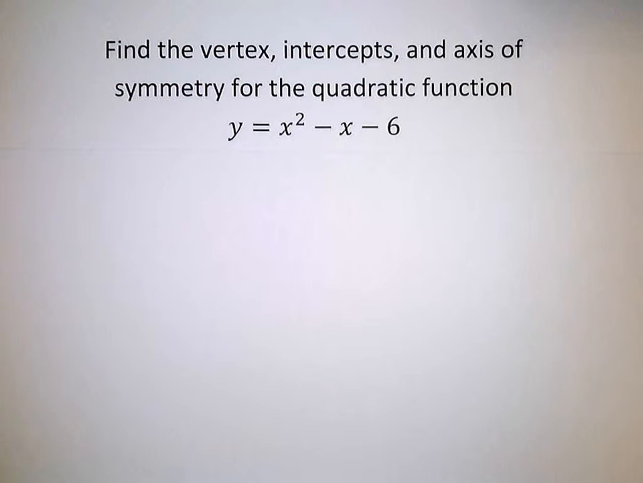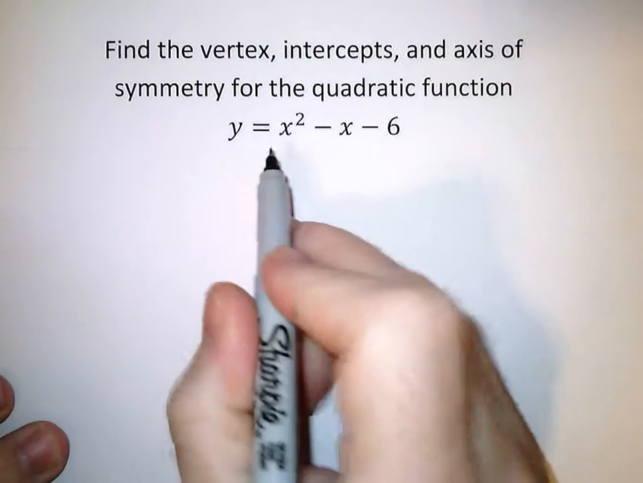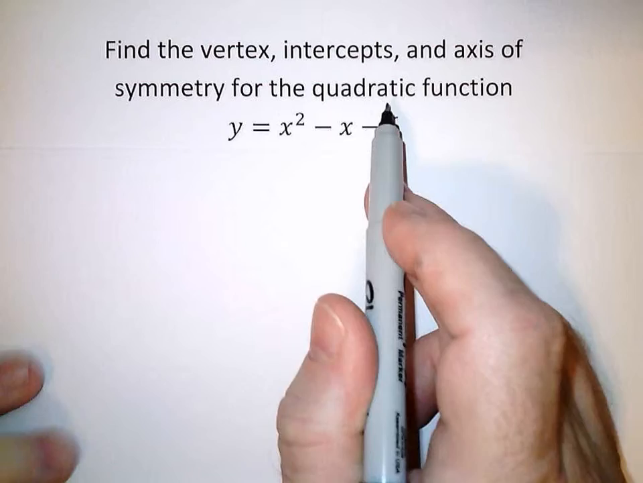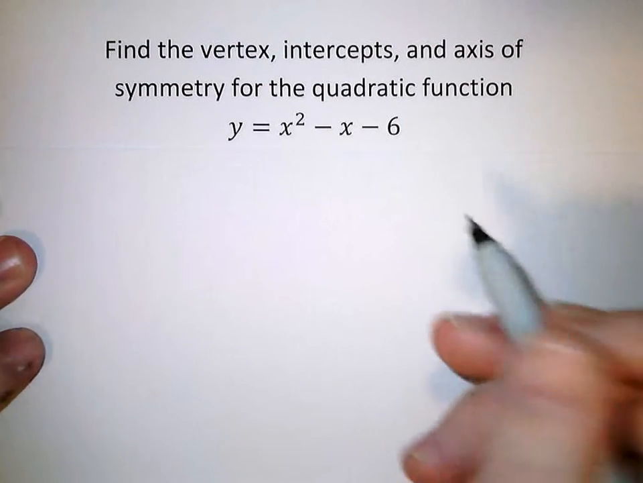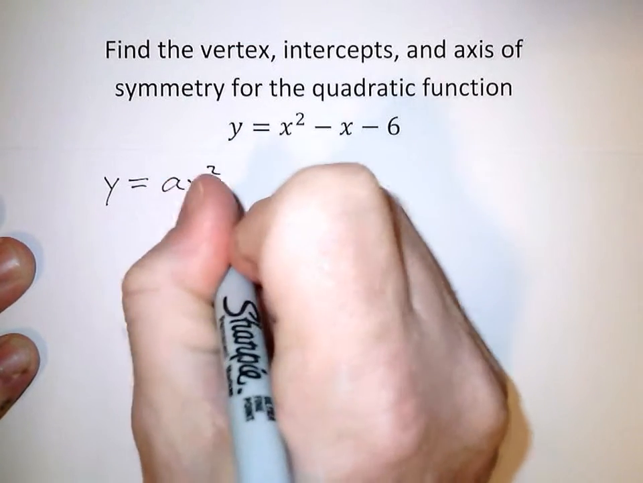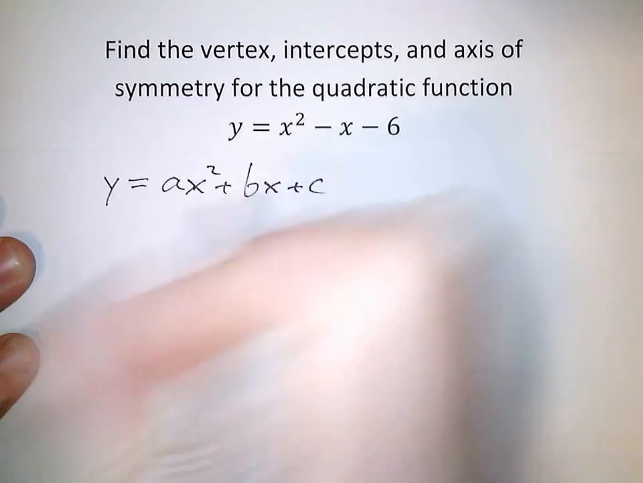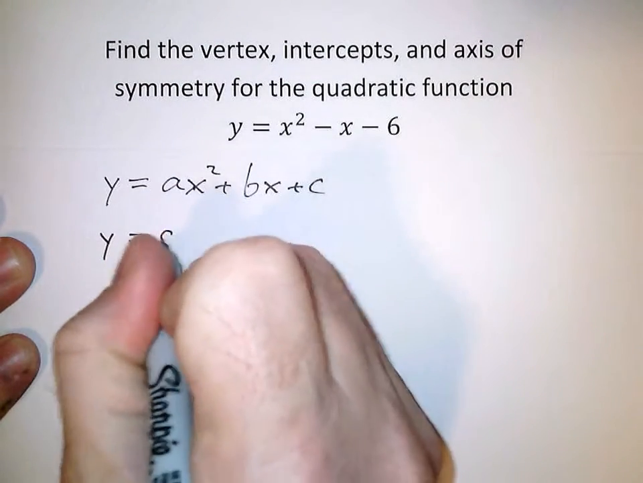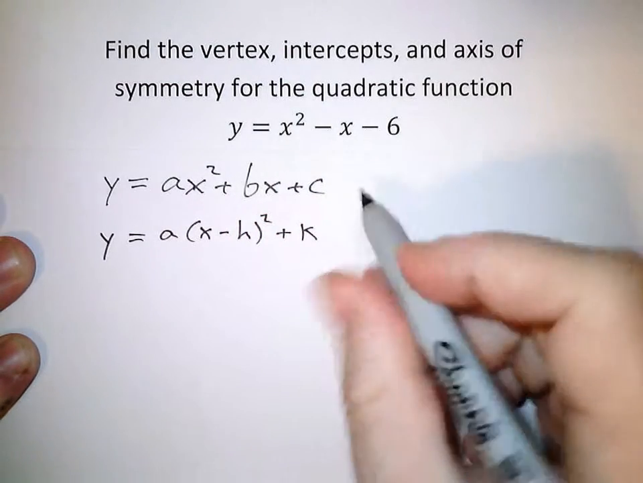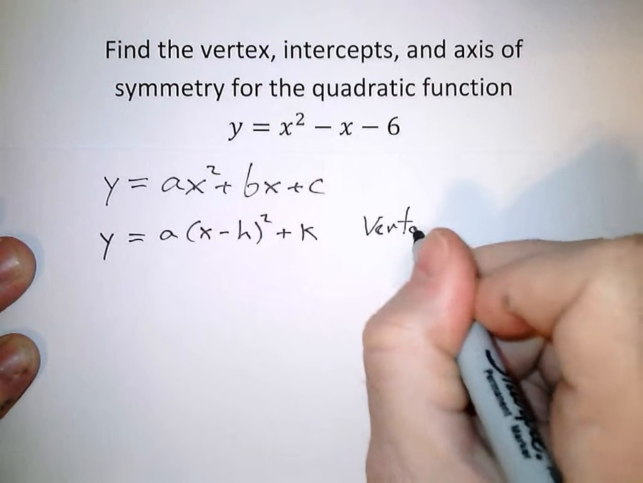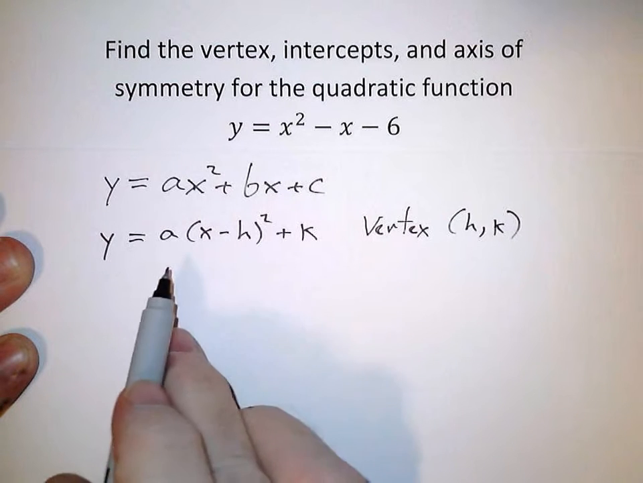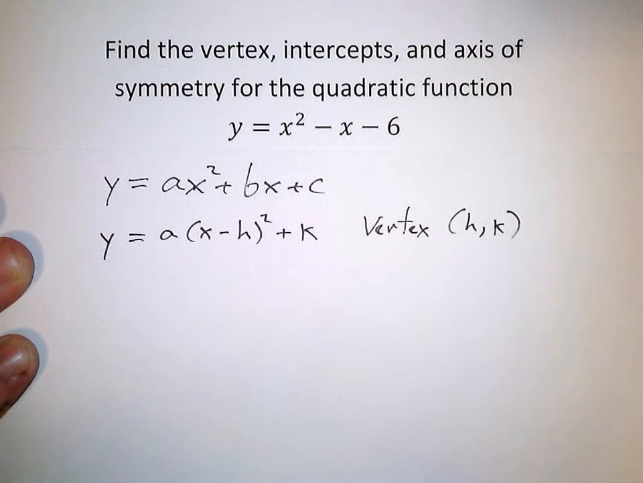Okay, here's an example where we have a quadratic function, y is x squared minus x minus 6, and we want to find its vertex, intercepts, axis of symmetry, and sketch it. So I have my form here, y equals ax squared plus bx plus c, but I'd like to have it as a(x minus h) squared plus k, because then the vertex is the point (h, k), and if a is positive the parabola opens up, if a is negative it opens down.